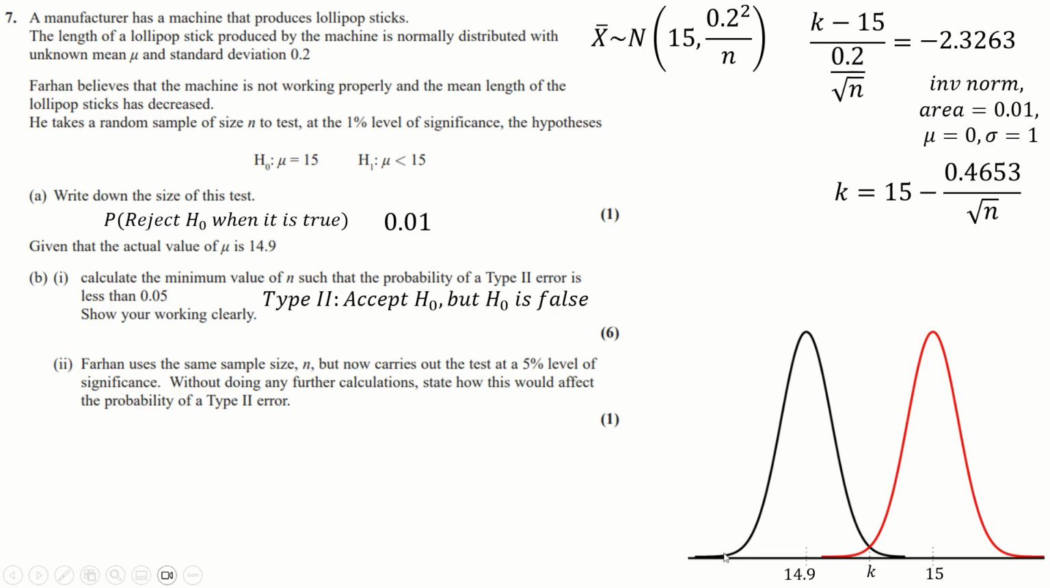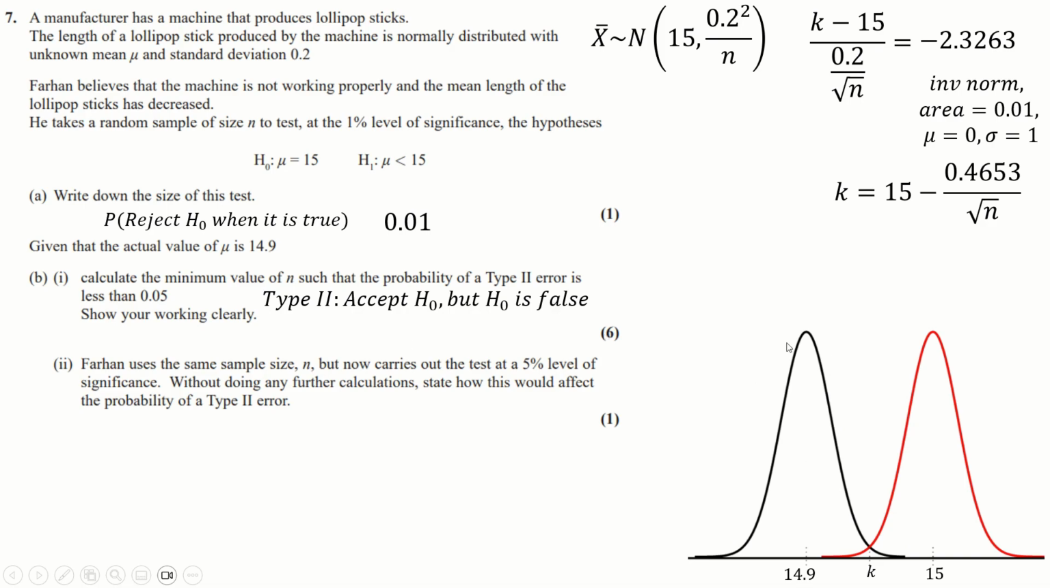Now what that means is we live in this black distribution here, but we're above k. Because remember, being above k means we accept H naught. That's the whole point of k: below k you reject H naught, and above k you accept it. So we're living in this black distribution, but we're above k. That's how we get a type 2 error, right? Because we're above k, so we accept this, but we're actually in here. We accept H naught, but H naught is actually false.